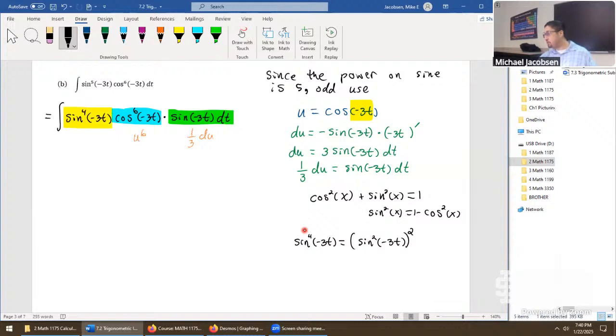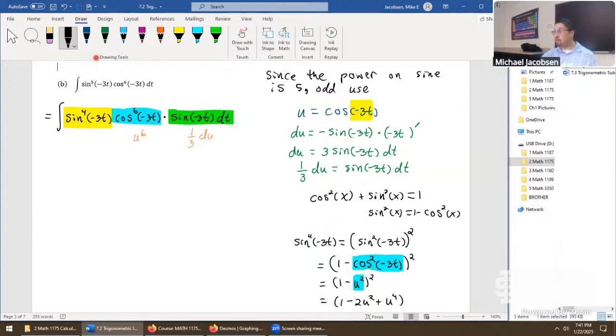So this then turns into 1 minus cosine squared of negative 3t, squared. But that's great as well, because the moment cosine squared comes up from this right here, that's just a u squared now. So we have 1 minus u squared by that substitution. If we want, we can even expand that further and get 1 minus 2u squared plus u to the 4th power after filling out the line above. So we've got a paper trail now.